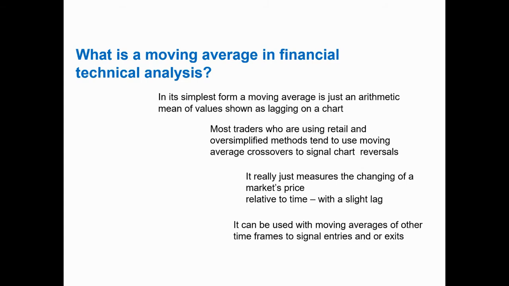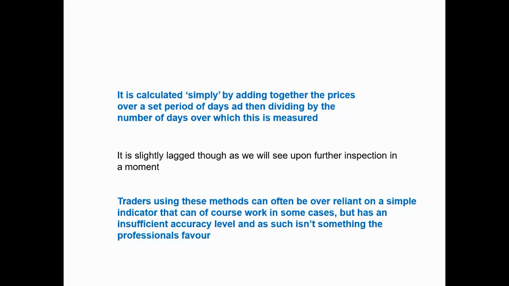If you are going to put it in a graph, the market price is on the left side and the time is on the bottom side, or the x-axis. It can be used with moving averages of other time frames to signal entries and exits. It is normally calculated by adding together the prices over a set period of days and then dividing by the number of days over which this is measured.